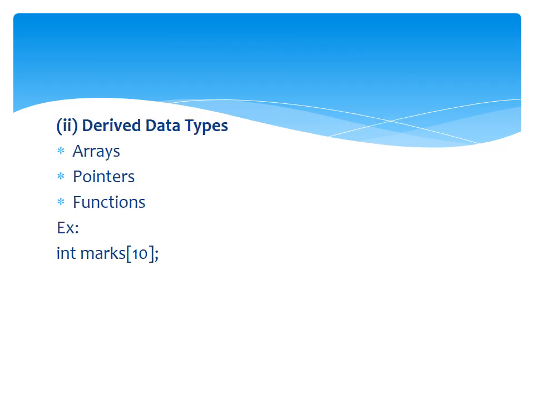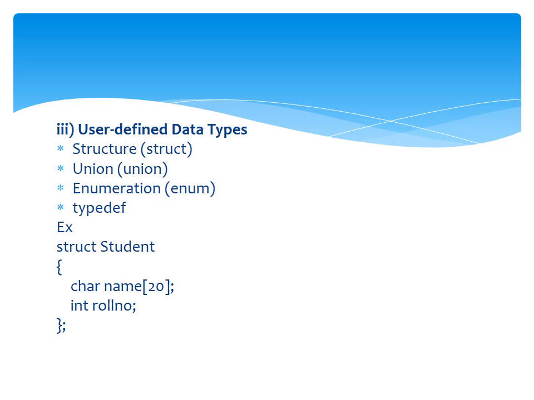And derived data types. What we saw as user defined types in the earlier class is now called derived data types. So arrays, pointers, functions, all these are derived from earlier used data types. So you can say int marks[10]. You need to understand that 10 memory locations have to be reserved for the variable marks, and the data type is int.